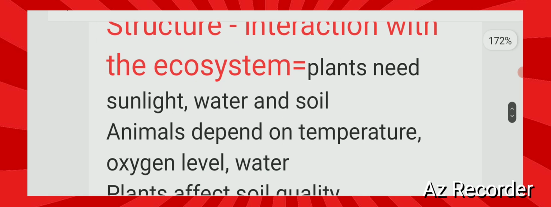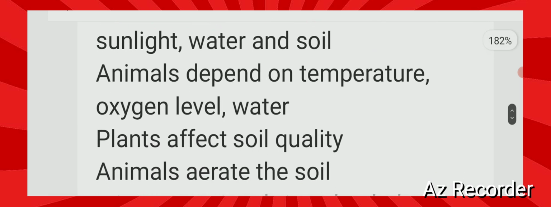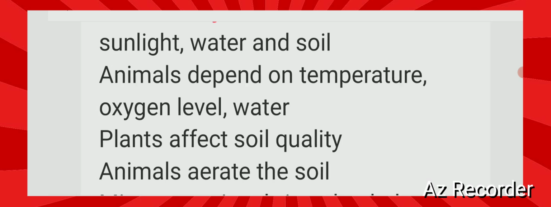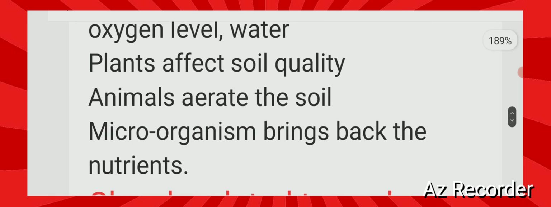The plants need sunlight, water and soil. Plants need this to survive, to produce food. And animals depend on temperature, oxygen level and water. Of course, the basic needs of animals are temperature, oxygen and water. And plants affect soil quality.